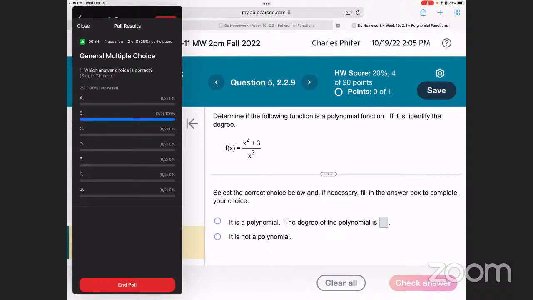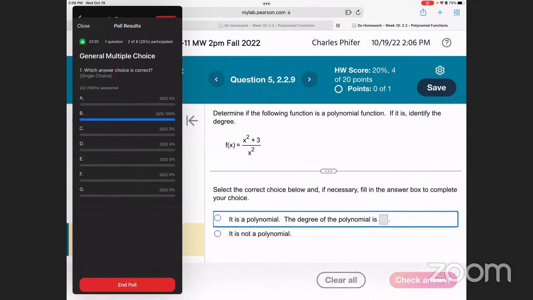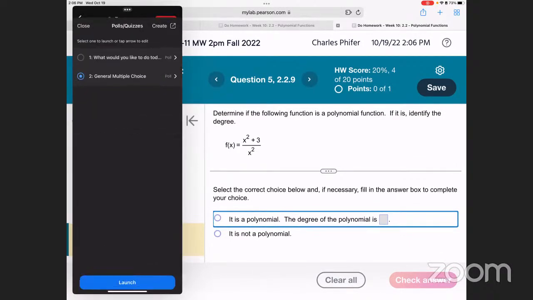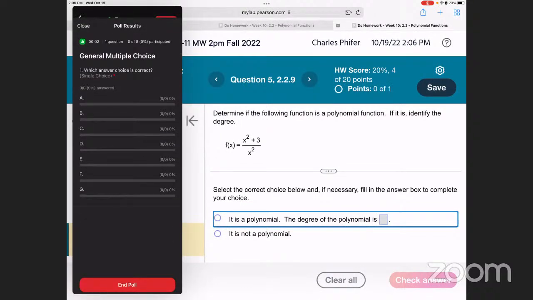Determine if the following function is a polynomial function. All right. So I think we can do multiple choice here as well. Let me relaunch this poll. Launch. So is this one A, the first choice, or B, the second one? Is it a polynomial or is it not a polynomial? So you got 50-50, even if you guessed.